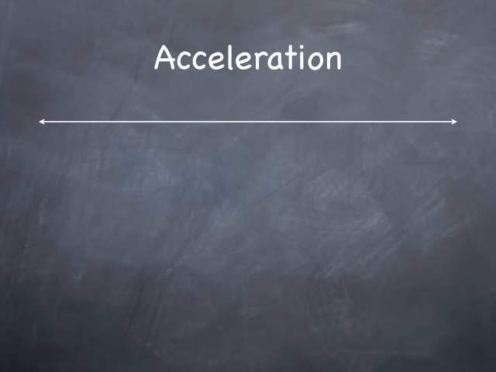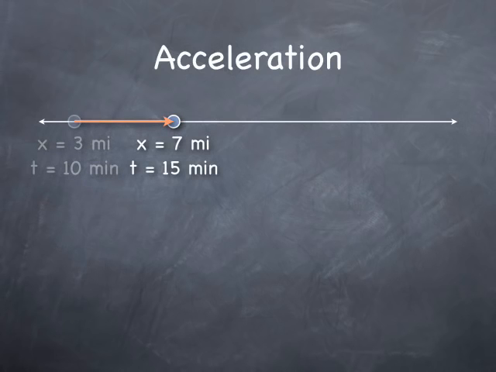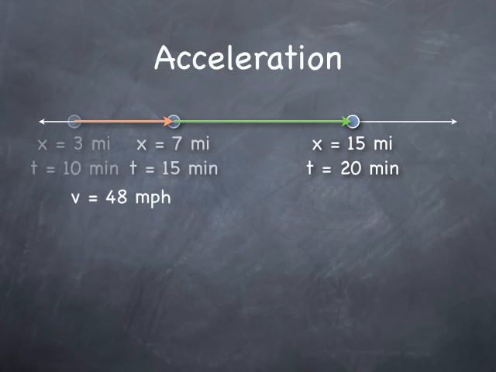Acceleration is a bit more complicated. Here we are at the 3-mile marker after 10 minutes, at the 7-mile marker after 15 minutes, and at the 15-mile marker after 20 minutes. The average velocity of the initial leg of our journey, the orange arrow, is 48 miles per hour, as we just calculated. The average velocity of the second leg of our journey, the green arrow, is 96 miles per hour. I know this because in the first leg we went 4 miles in 5 minutes, and in the second leg we went 8 miles in 5 minutes, so we're going twice as fast.